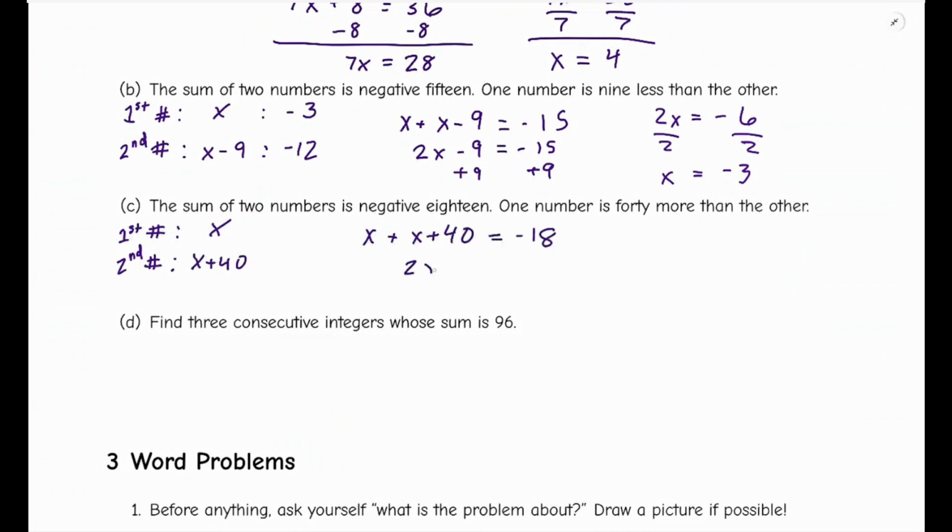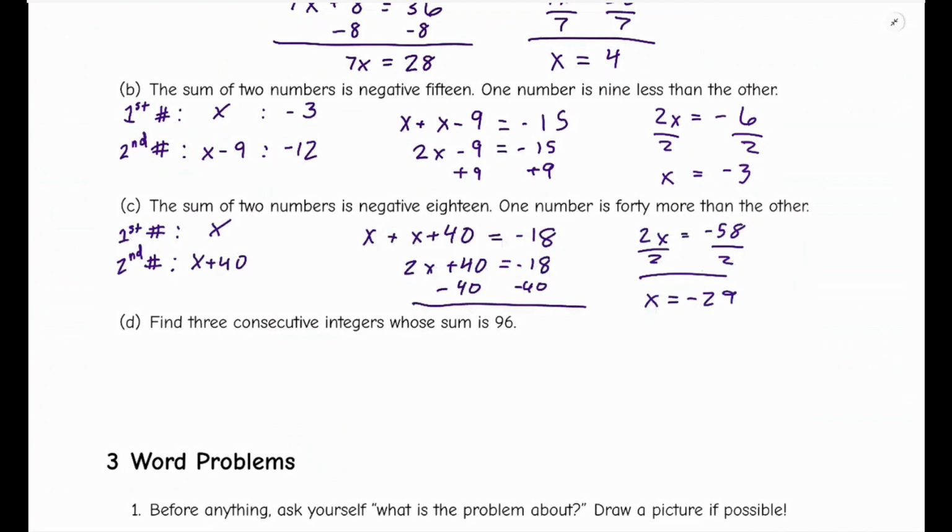Combine like terms. Subtract 40. 2x equals negative 58. Divide by 2. X equals negative 29. So again, that would be our x value. Then our first number, and then our second number would be 40 more than that. What does that come out to be? 11, I believe. Yep. And those are our two numbers.